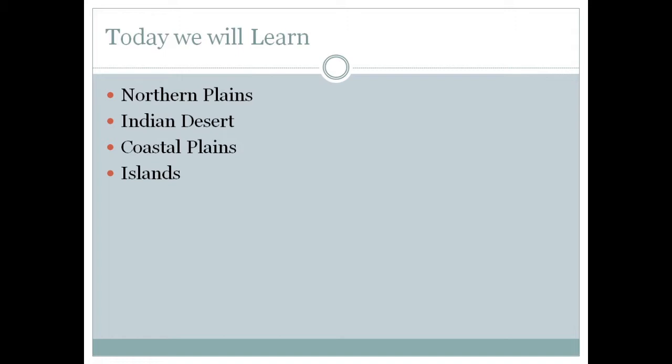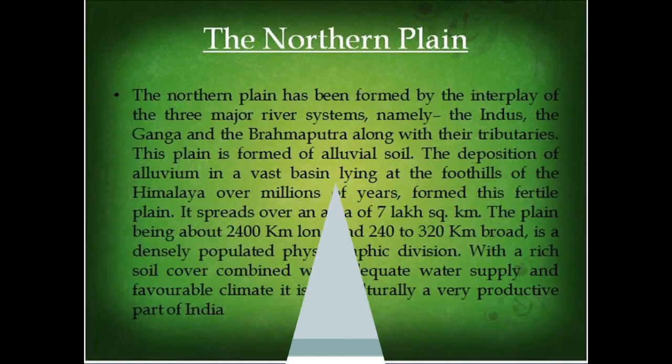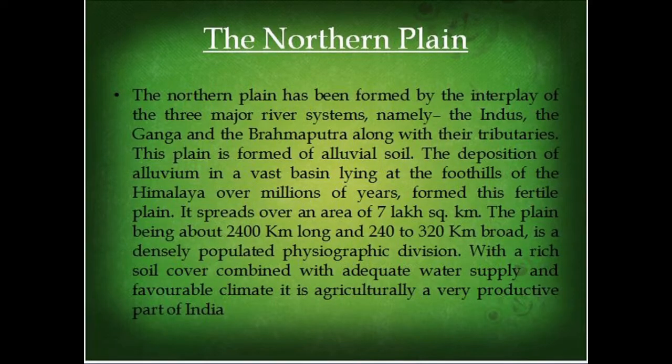Today we will learn about the northern plains, Indian desert, coastal plains and islands. So first we will discuss the northern plains. The northern plains refer to the large flat region at the foothills of the Himalayas, stretching from Punjab in the west to Assam in the east.